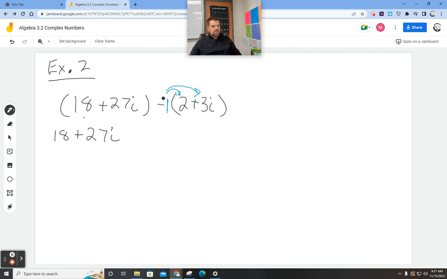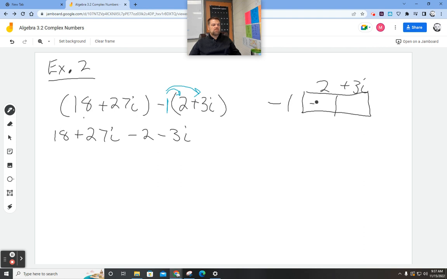And then over here, I'm going to distribute this -1 through the parentheses. So what's -1 times 2? -2. What's -1 times positive 3i? -3i. Now, another thing you could think of too is you could do this grid method. I'm going to use this a lot. We're going to use this a lot for quadratics. You could think of this as -1 times 2 plus 3i. And you'll get the same result.